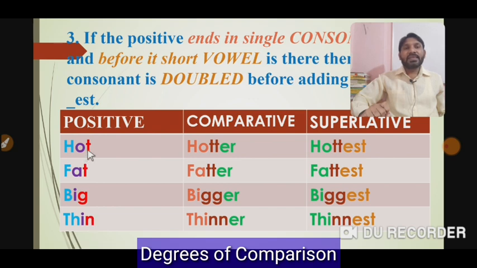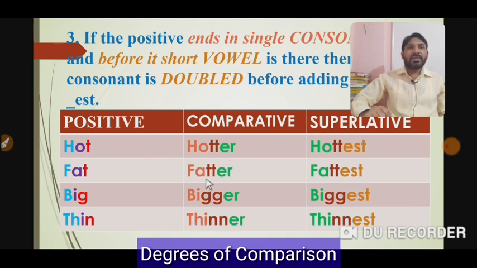So these words end in the T, T, G, N sounds, and all these are consonants, and before that O, A, I, I is there, and all are vowel sounds. So the consonant sounds will be doubled here. So H, O, T, T, E, R, F, A, T, T, E, R, B, I, G, G, E, R, T, H, I, N, N, E, R.